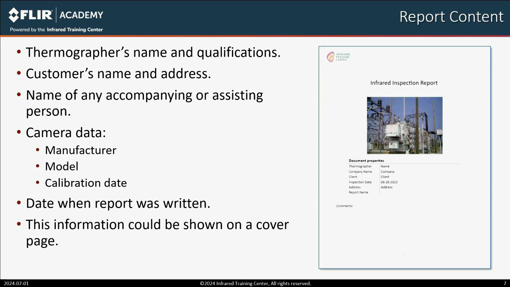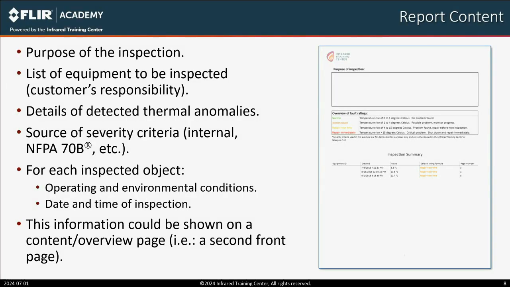If an anomaly severity is to be determined, the source of the classification should be included. Was it NETA, NFPA, or possibly customer supplied criterion? Any additional or environmental conditions that may affect the anomaly determination should be included, such as wind speed, current load versus design load.